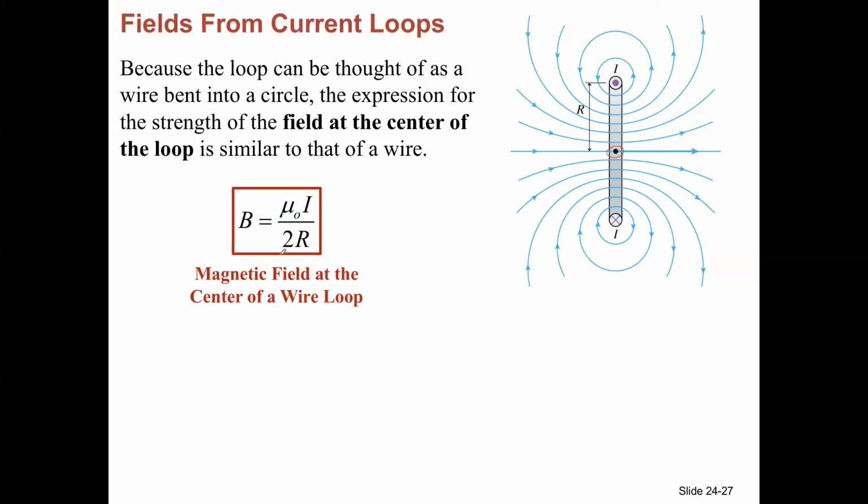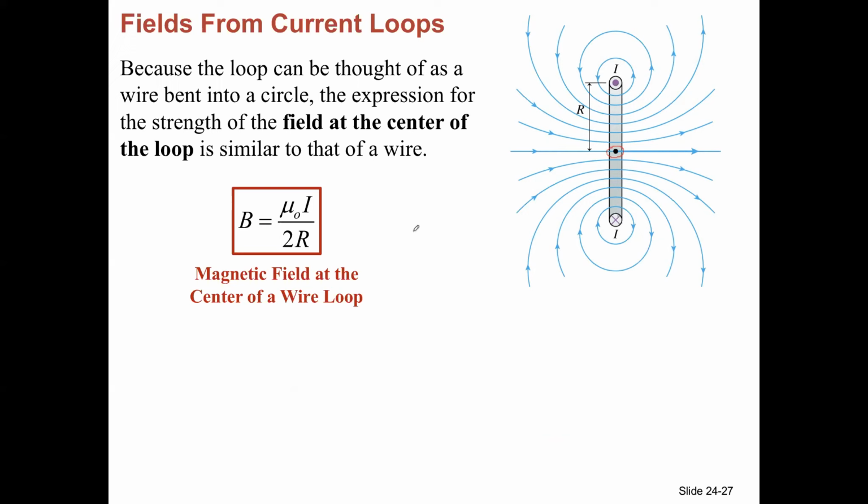So here the only difference is that instead of the distance, lowercase r, in the denominator, capital R here is the radius of the wire loop. So make that note. Mu naught has the same value. I is the current in the loop. And the difference in the other constants from the calculus is just that there's no pi in the denominator, just a 2. So that's formula number 2.